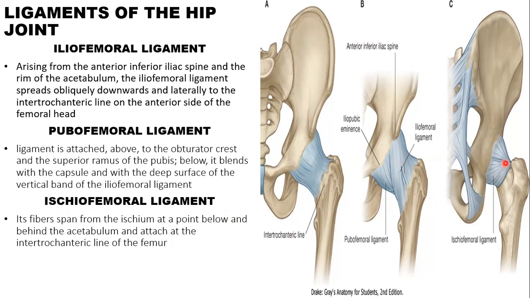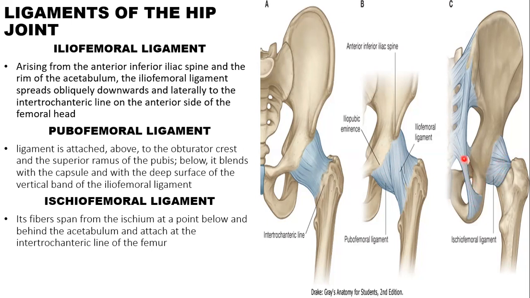So this ligament originates from the back of the pelvic region. It originates from the ischium at the point below and behind the acetabulum and attaches at the intertrochanteric line. So from the posterior aspect, it's going to go to the anterior aspect to insert on the intertrochanteric line. Okay, so these three ligaments basically are going to stabilize the hip joint. Then apart from that, you have other ligaments which you can take note of on the pelvic region.